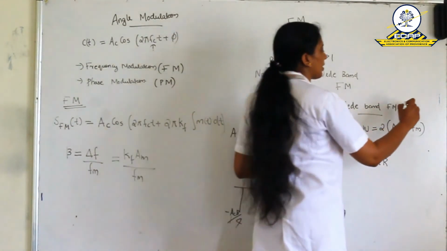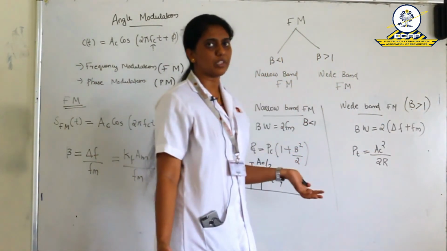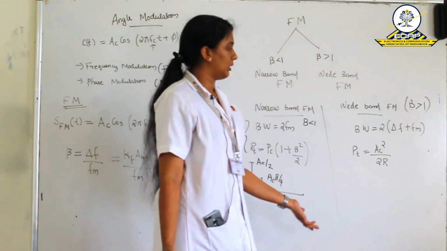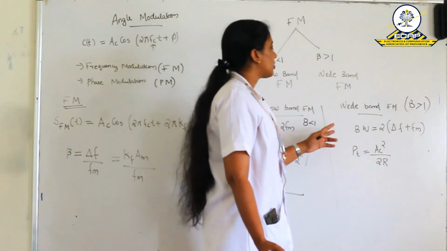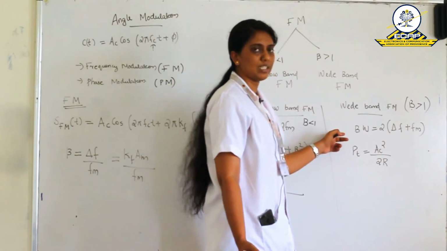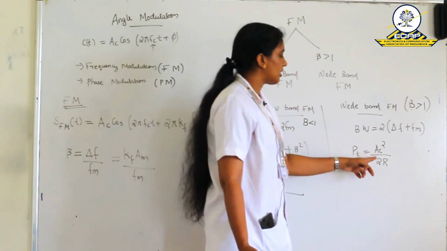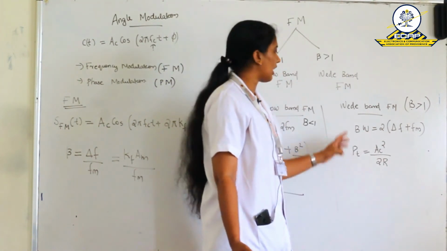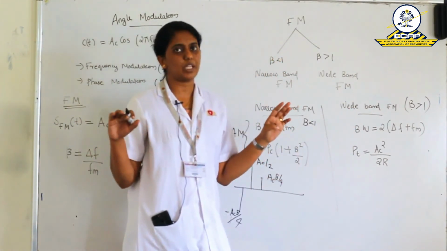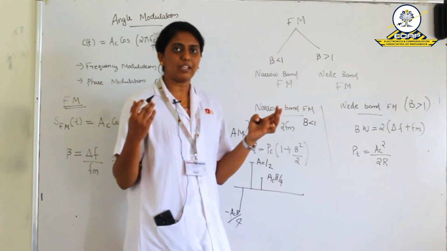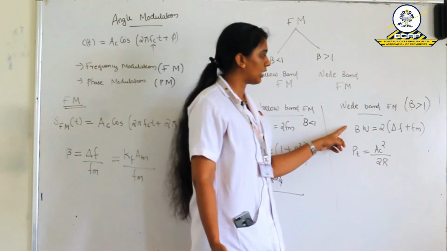For wide band FM, beta is greater than 1. Here we are using Bessel functions for calculating bandwidth and power. We are not going for the complete derivation. The bandwidth of wide band FM, by using Carson's rule, is 2 into (delta f plus fm), and the power is Ac square by 2R. In wide band FM, we have an infinite number of side bands. So, the approximate bandwidth is infinity for wide band FM, but practically we use Carson's rule for calculating the bandwidth of wide band FM.